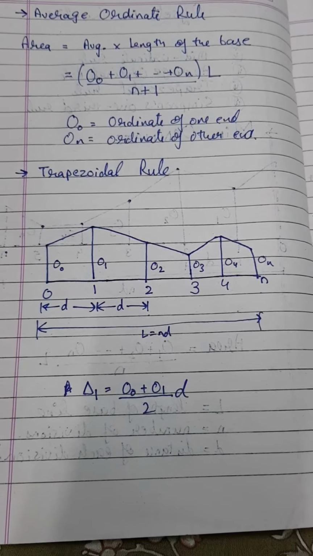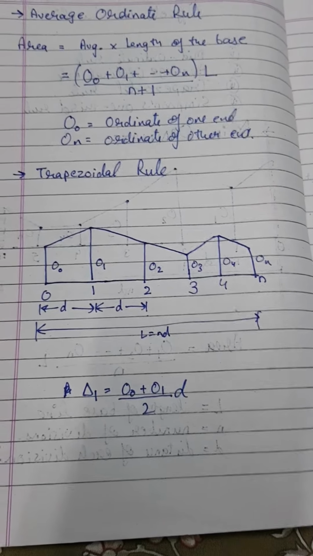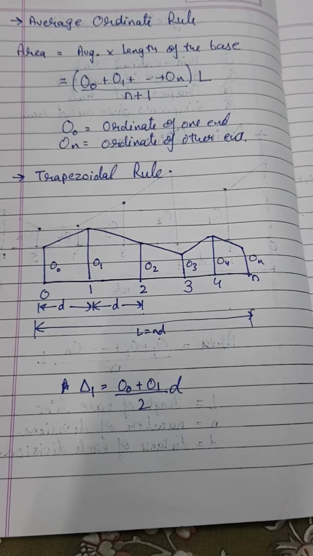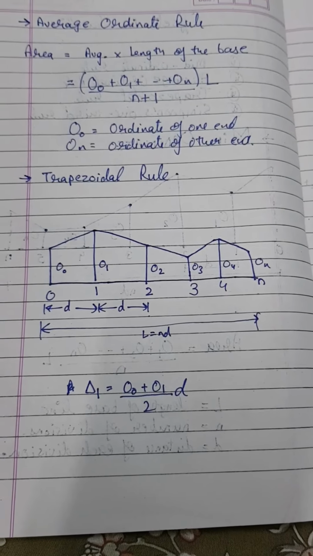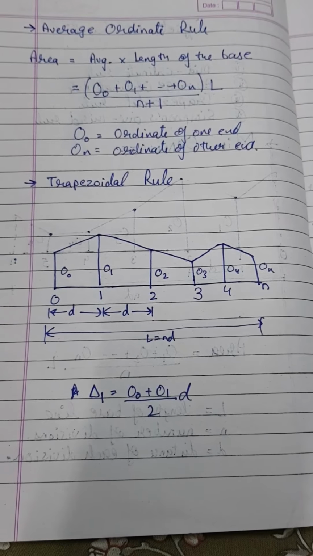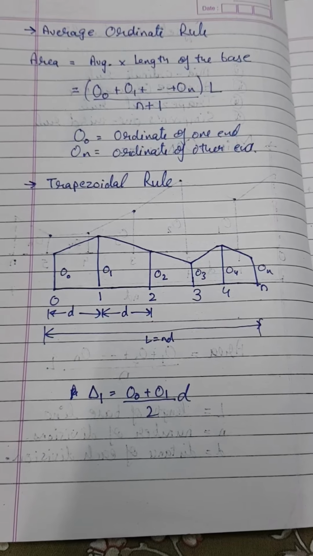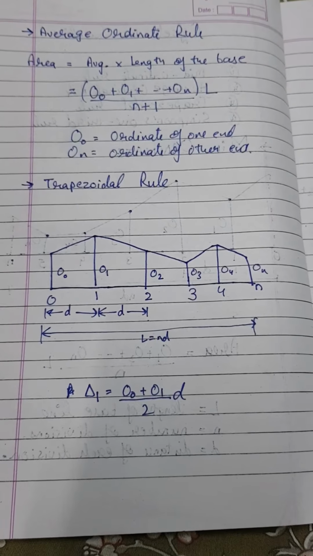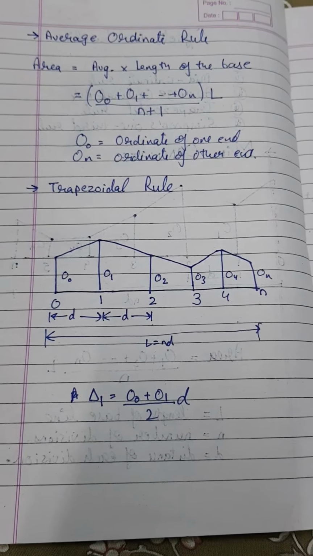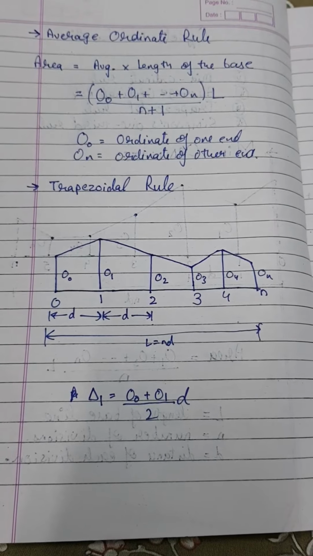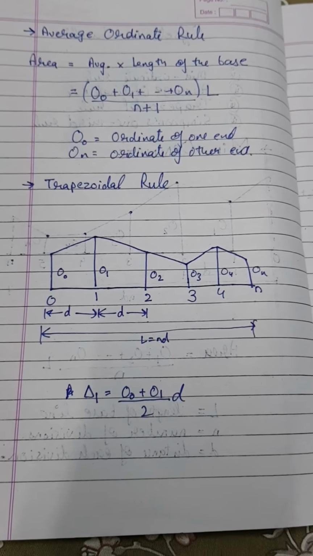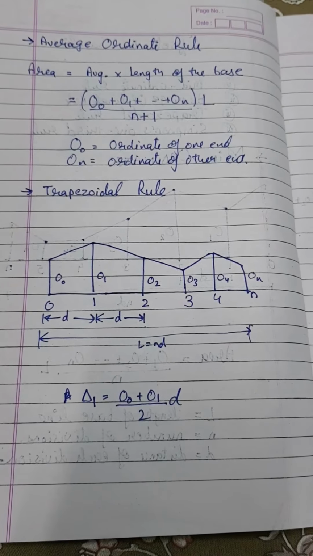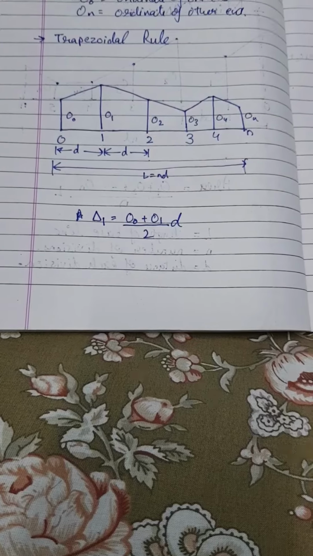Average ordinate rule. This rule also assumes that the boundaries between extremities of the ordinates are straight lines. The offsets are measured to each of the points of division of the baseline. The area is given by delta equal to average ordinate times length of the baseline, which would be (O0 plus O1 till On) divided by (n plus 1), the whole multiplied by L, where O0 is the ordinate of one end and On is the ordinate of the other end.